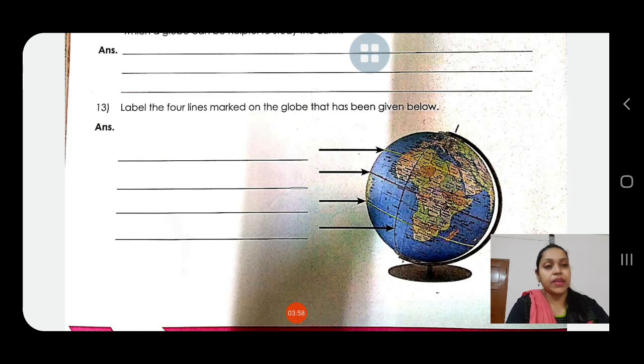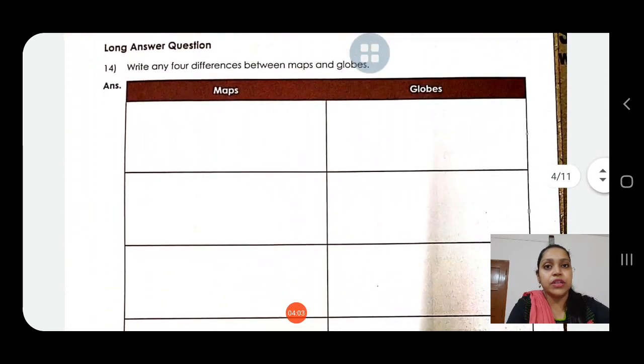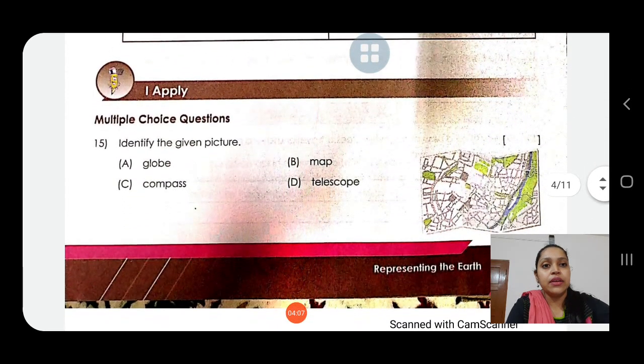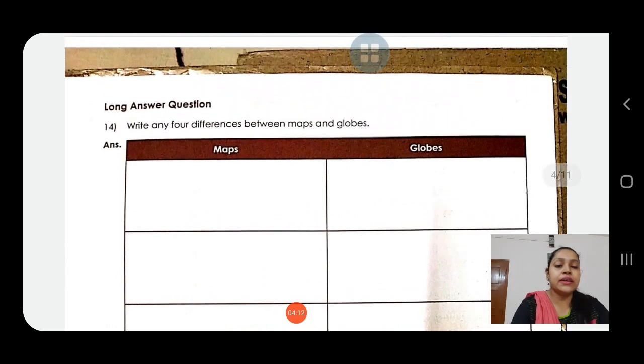Okay children, then we proceed to question number 14. All of you turn to page number 3, question number 14. And here you have to write differences between maps and globes. You have to write 4 differences. So shall we discuss the differences? What are the 4 differences? It's given in your book also. Let me read once. First, maps. It's a drawing of a place on earth on a flat surface as seen from above.